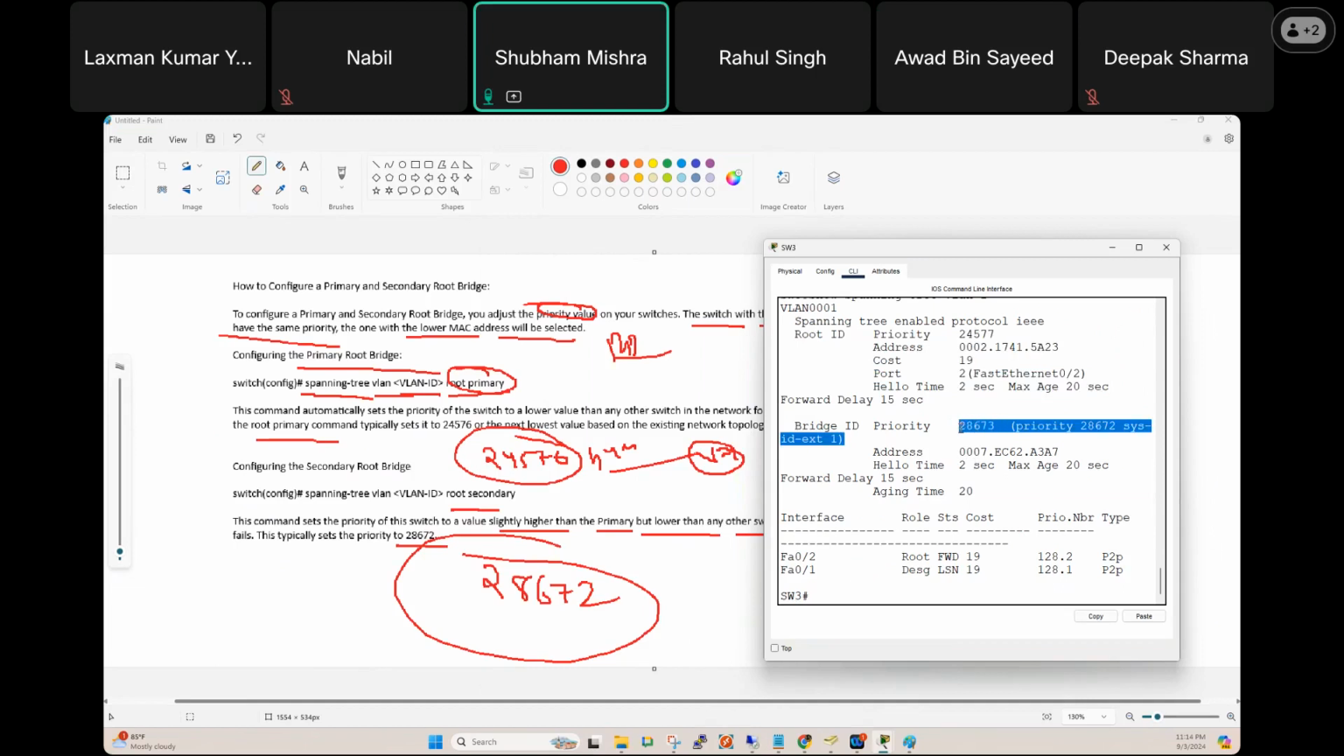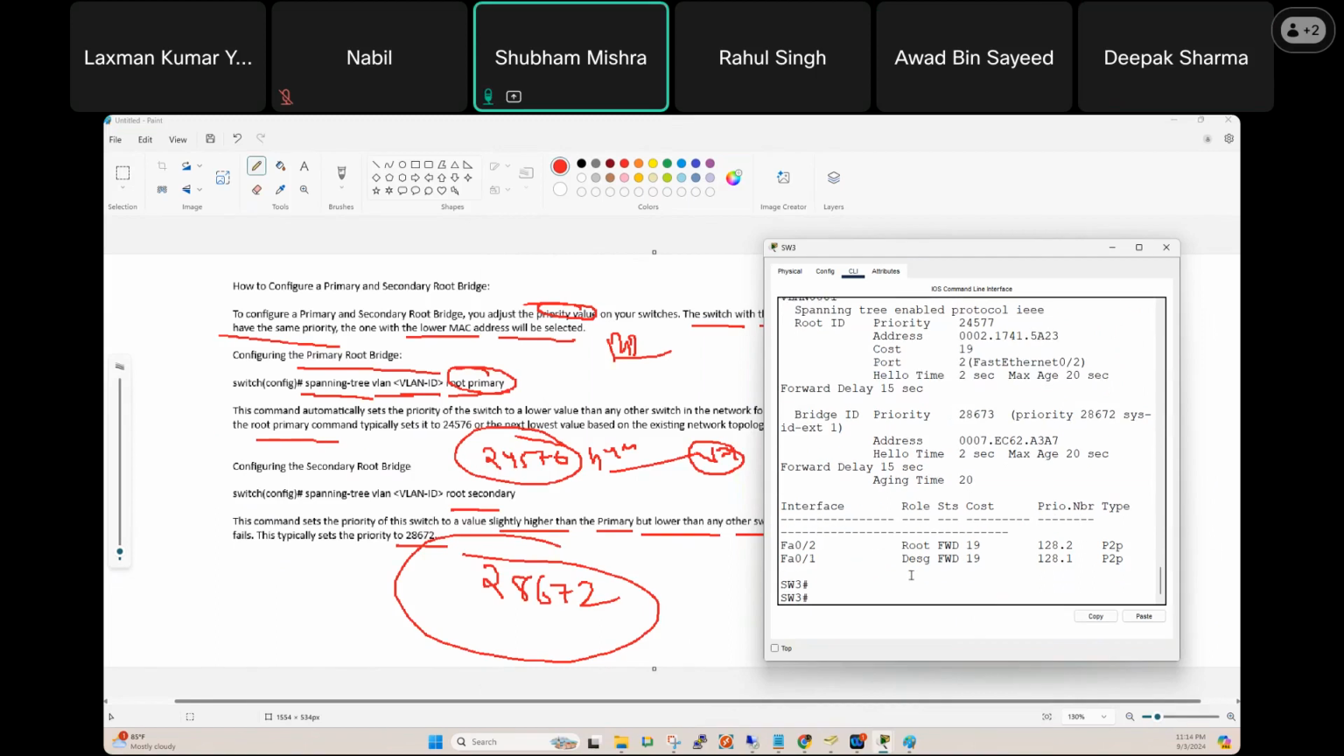What do you mean by LSN? It means the port is in the listen state. It will take 30 seconds. Then it goes to forwarding.